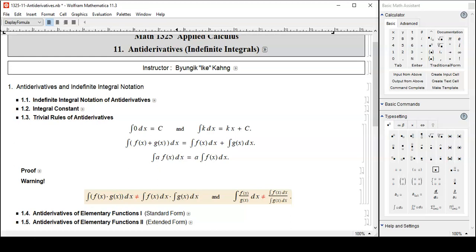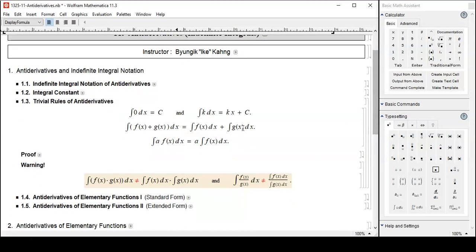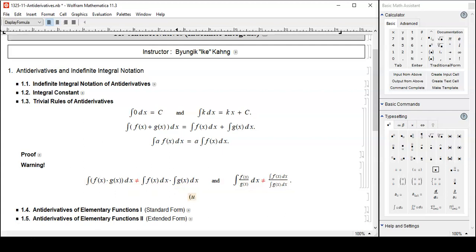Antiderivative of product is not product of the antiderivatives. Yes, it works for addition. For multiplication, it doesn't. Remember the product rule? What is the derivative of product? Is that it? Derivative of product is product of the derivatives? No, it's not. It looks like this.